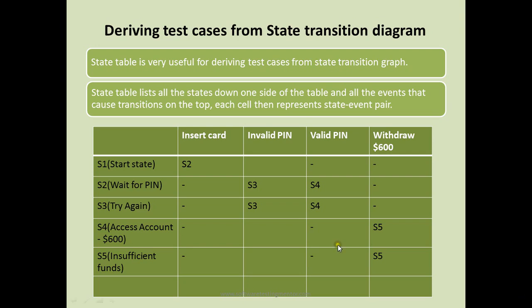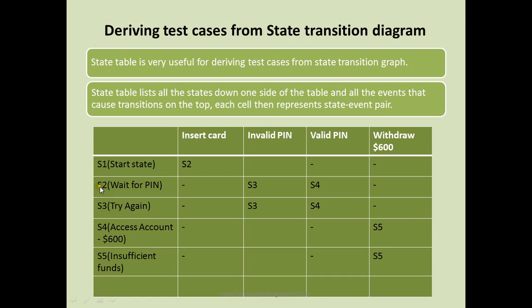So what we have done is, here in the state table we have listed all the states in this column, state 1, 2, 3, 4, 5, and the actions or the events that we took on the top. So insert card, invalid pin, valid pin, withdraw $600. All right. So now the test that we can do is, if you're on state 1, that is start state, and you insert the card, you will move to state 2, where it will wait for the pin. Now if you are on state 2, insert card is not valid, so it's just not applicable.